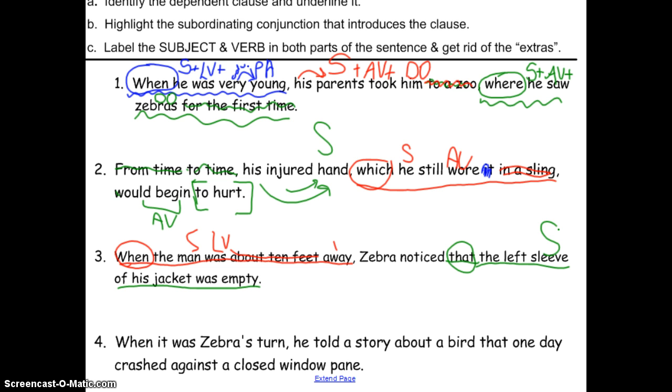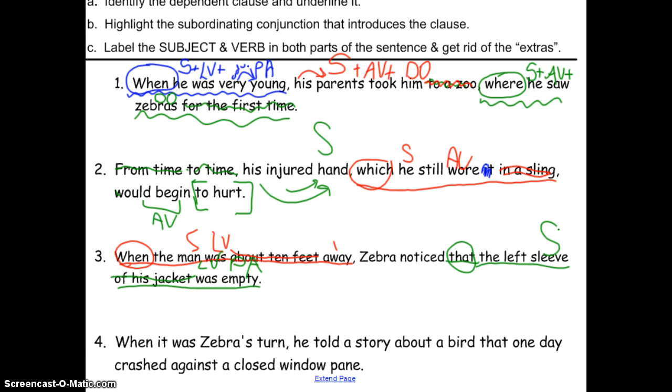Very good. So sleeve is your subject. Anything you should have gotten rid of? Good. Good. Was is your linking verb. And empty is your predicate adjective. Nice job.